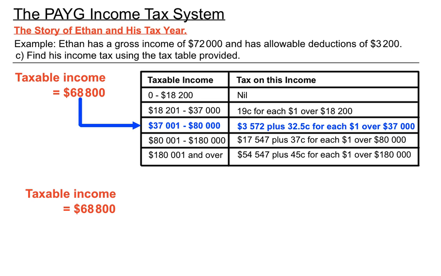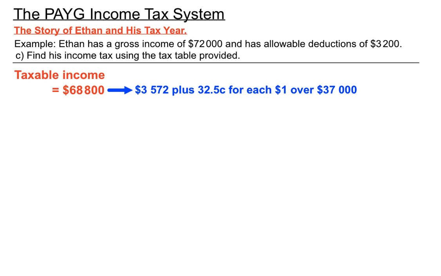So we're going to apply his taxable income of $68,800 to that rule that we just discussed in that row. So why I've highlighted it there, I'm just going to get rid of the tax table here to give us some working space. So I'm just going to take that essential bit there, that we're following that rule now that $68,800 is fitted into that category that we saw. Alright, so our rule is that he pays $3,572 tax plus a certain amount for each dollar that he's over $37,000.